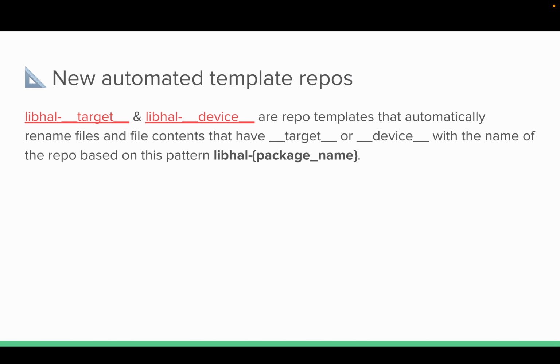Next up, we have the new automated template repos. I'm really excited about these because they are going to make our lives a little easier. So there's now libhal __target__. Same thing with device, with the underscores. They are repo templates that automatically rename files and file contents that have the __target__ or the like with the name of the repo, based on this pattern, libhal-package name.